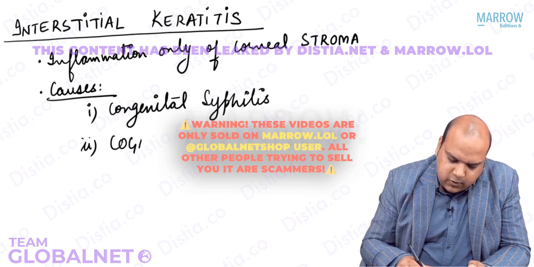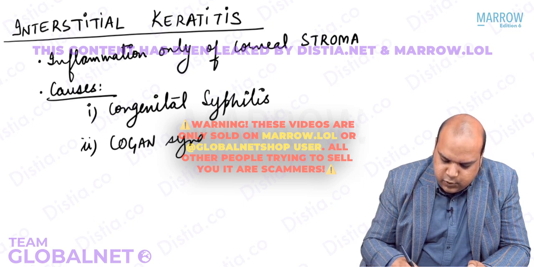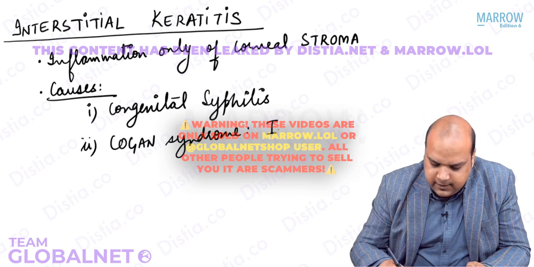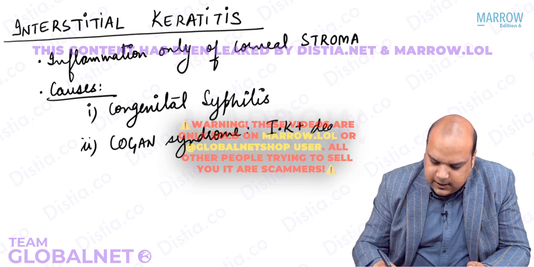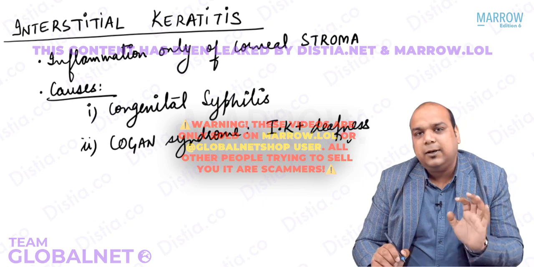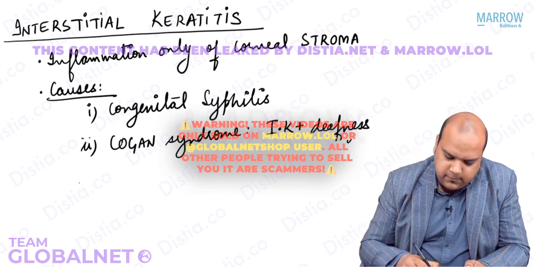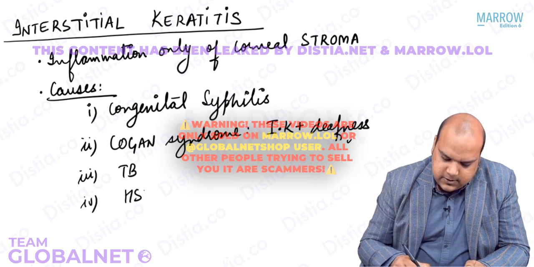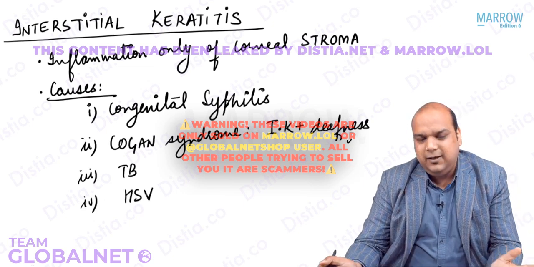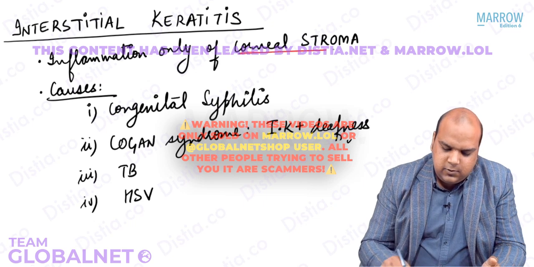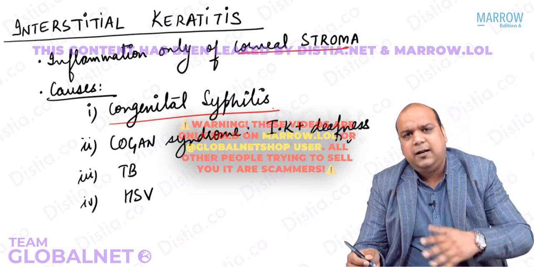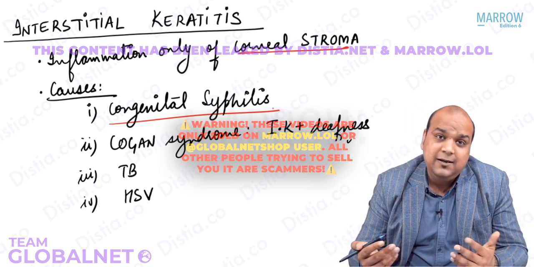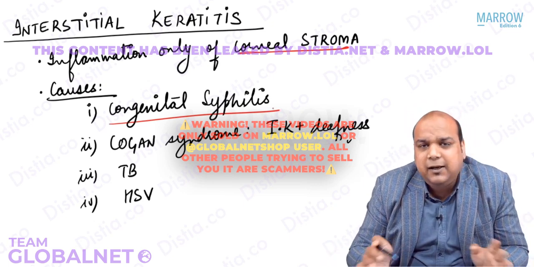The second important cause is something called Cogan syndrome. You may have heard about it or read it in the ENT subject also. Interstitial keratitis along with deafness. Okay, these are the two main symptoms of Cogan syndrome. Then it can also be seen in cases of TB or herpes simplex virus. Just remember two important things: only of stroma, and congenital syphilis mainly, and some other small stuff. Treatment will be steroids because it is inflammatory in origin. No brainer here. Am I clear, everybody?